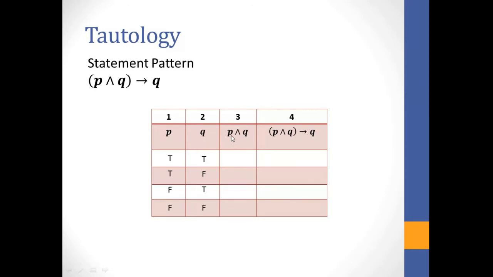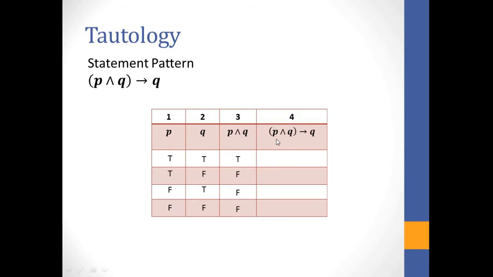Then see here, P and Q. As usual, T and T is T, then T and F is F, F and T is also F, and F and F is also F. So we completed the column of P and Q.